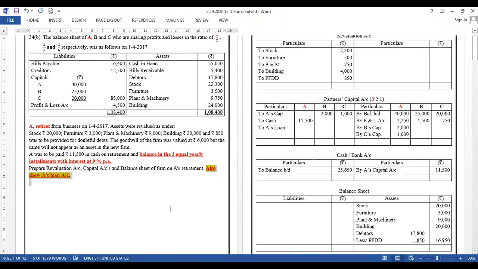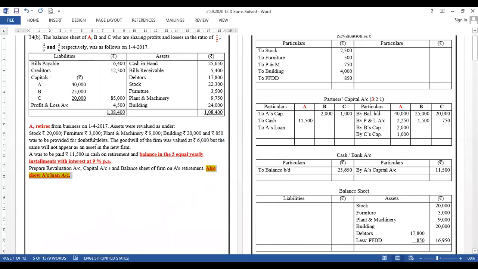Otherwise this sum was very important from my point of view, but because this year it is not in syllabus, so relax. You need not worry about things like how many installments there are, what the rate of interest is, or preparing the loan account. This is not in syllabus.